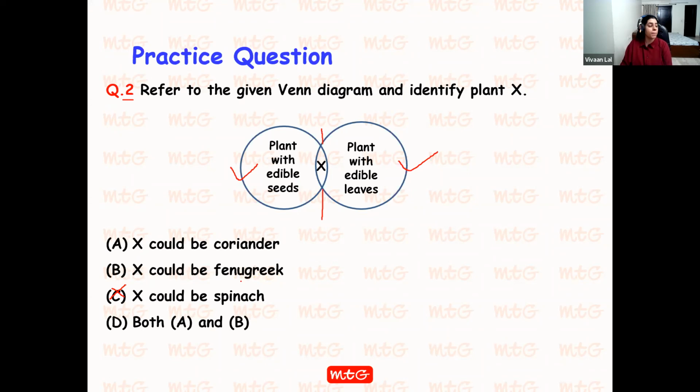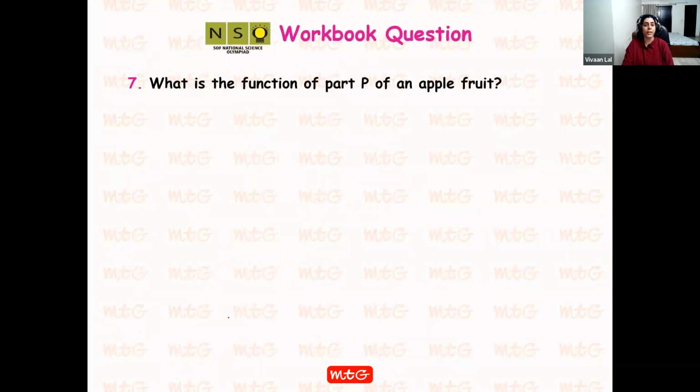Fenugreek is methi. So we eat fenugreek seeds and we eat the leaves of fenugreek, and so with the coriander leaves and coriander seeds. Okay? Got it, Dikshita? So coriander is a plant which has edible seeds and leaves, and similarly fenugreek is a plant which has edible seeds and leaves. So here the correct option is D. Yes, good job everybody.